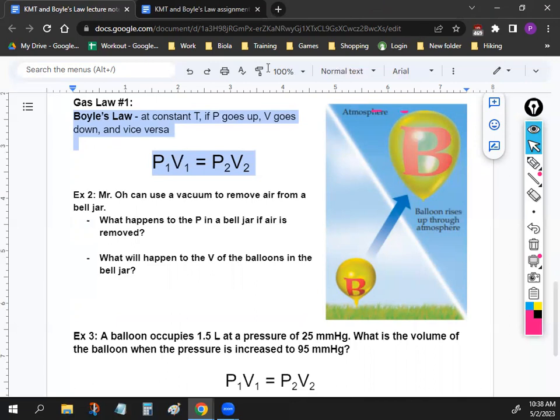Okay. And then this is the equation that we're going to be using in order to solve our problems today. Just make sure you copy it down. I'll show you guys how to use it in a sec, but I want to show you guys how Boyle's law works in real life in just a second. So take a minute to copy that down, and then we'll go over it together, okay?